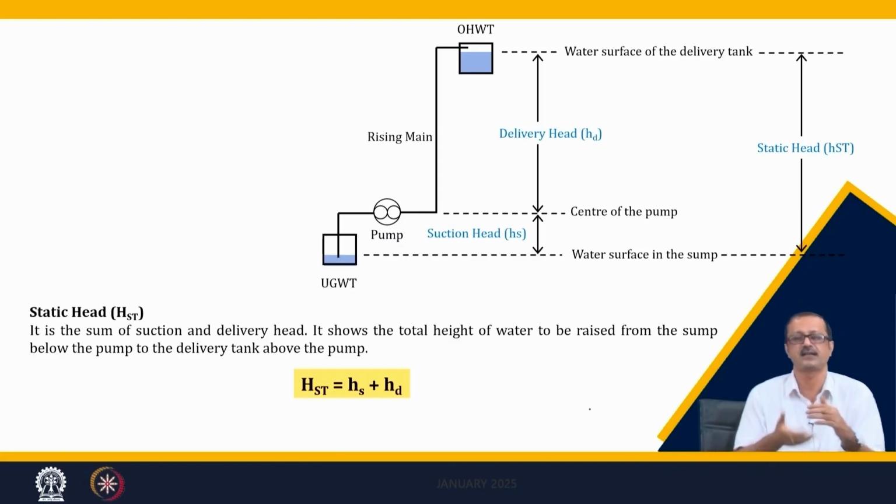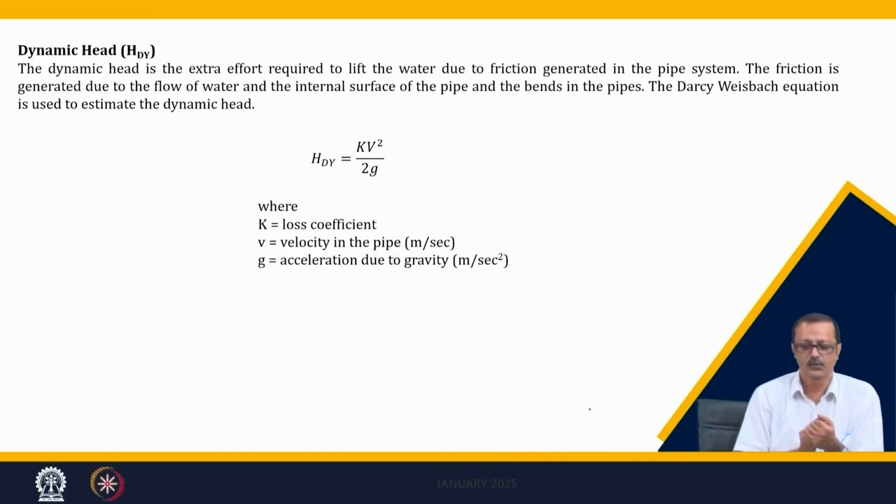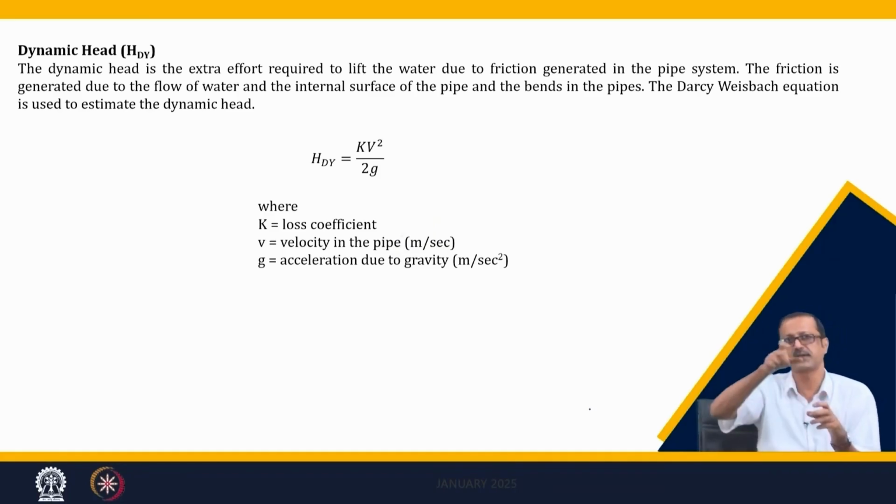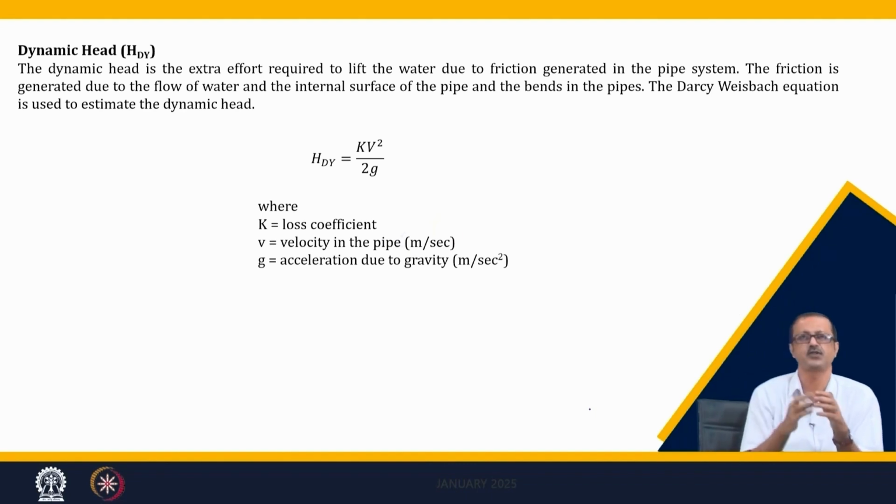You have to just arithmetically add the suction head and the delivery head. Sometimes the suction head may be 0, we are just lifting from the same level. So, it is 0, but definitely there will be some delivery head. Now, there is another head called the dynamic head, which is due to the friction, and there may be some pipe bends and some losses. That can be found out by this formula K into V square by 2G. V is the velocity of the fluid or the water through the pipe, K is a loss coefficient which will be given to you. That way we can find out the dynamic head, and we can add the static head and the dynamic head to find out the total head.